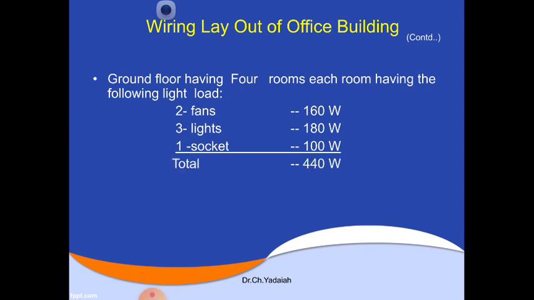Now, the total power is equal to 440 watts. Now, how many rooms? Here there are 4 rooms. Assuming equal load for each room, that is 440 for each room into 4, which comes to 1760 watts. This is the lighting load on the ground floor.